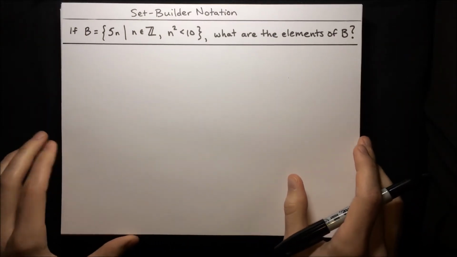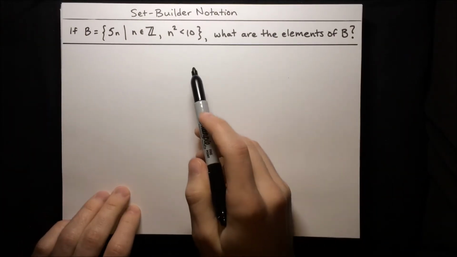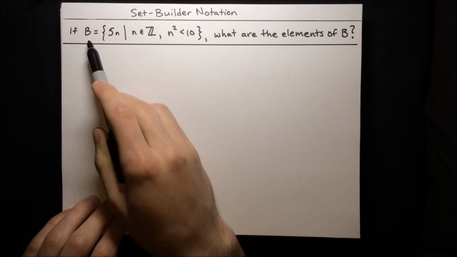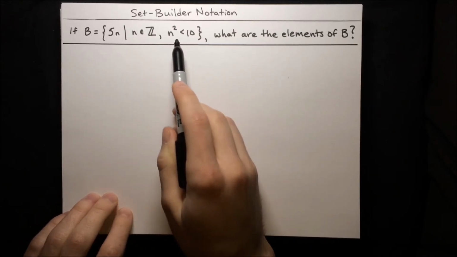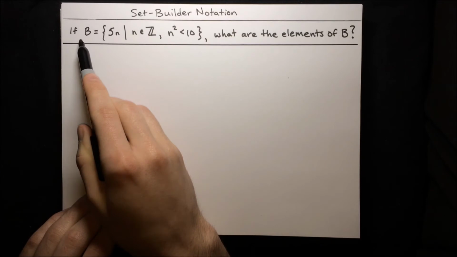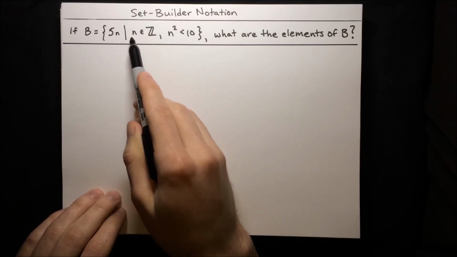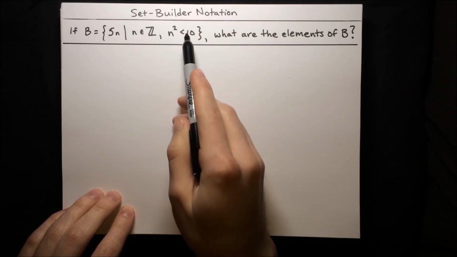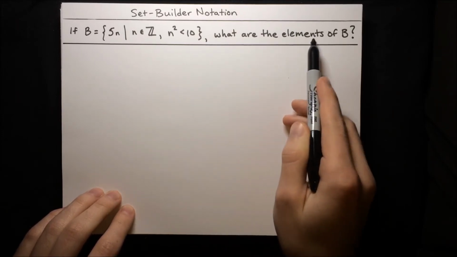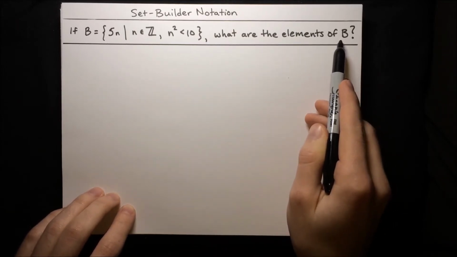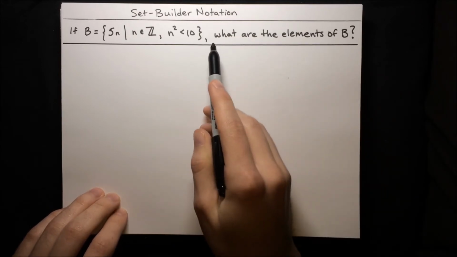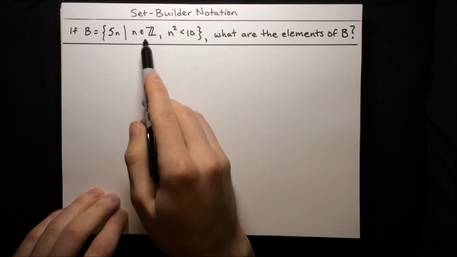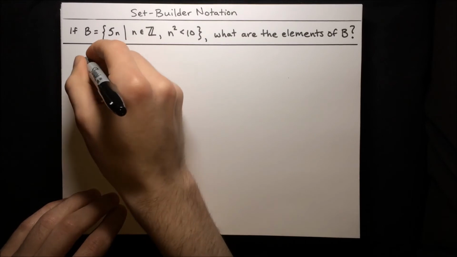Here's another example. In this example, we want to evaluate the set B. We're given its set builder notation. So if B is 5n such that n is in the set of integers, and n squared is less than 10, then what are the elements of B? So how should we start out here? Well, n is coming from the integers, so why don't we start out by listing the set of integers.